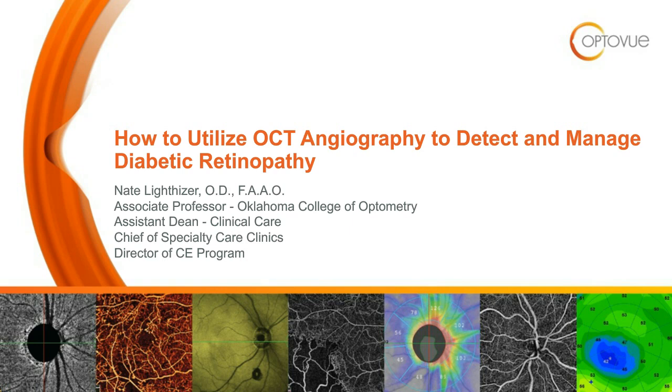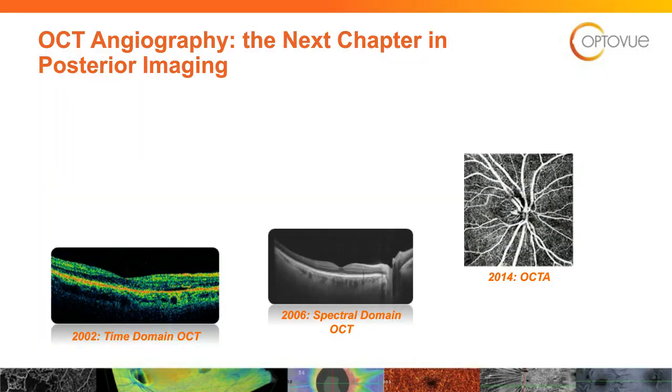When you look at OCT angiography, it really is the next chapter in posterior segment imaging. I started my OCT education and training with the time domain OCT, as you can see on the bottom left, and then we moved to spectral domain OCT, more high definition, more axial scans per second, better resolution to be able to image those 9 or 10 different retinal layers. And now the next evolution is into OCT angiography, as that's been around for a number of years now.